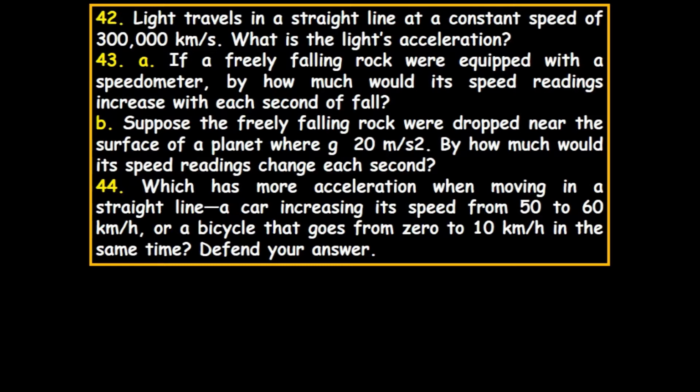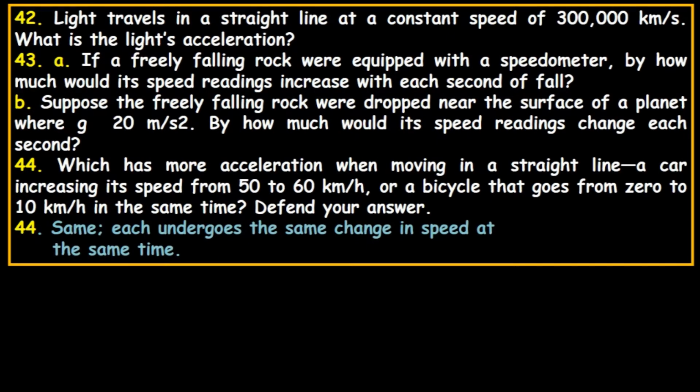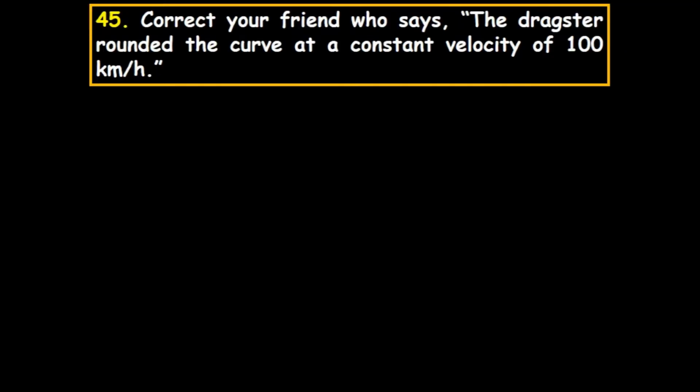Which has more acceleration when moving in a straight line: a car increasing its speed from 50 to 60 kilometers per hour, or a bicycle that goes from 0 to 10 kilometers per hour? Same. Each undergoes the same change in speed during the same amount of time, so the same acceleration, because acceleration is change in velocity over change in time.